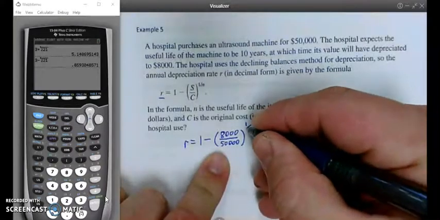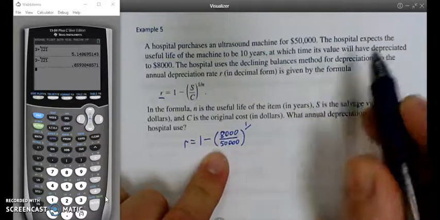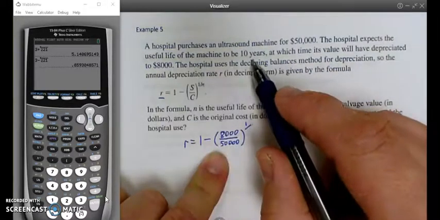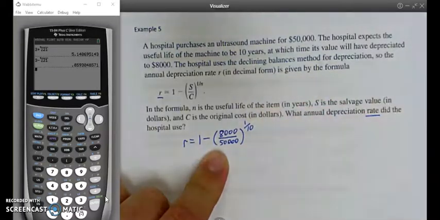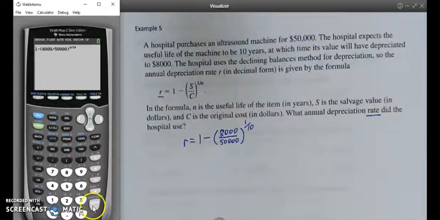1 divided by N, and N is the useful life of the item in years. The hospital expects the useful life of this machine to be 10 years, so 1 over 10. And now that I've dropped in every single value that I can, it's really just a can you use your calculator kind of problem. So I'm going to type this in as it reads: 1 minus parentheses 8,000 divided by 50,000. Close off the parentheses, hit the exponent key, and type in 1 divided by 10 for my exponent. All right, now I'm going to hit enter.